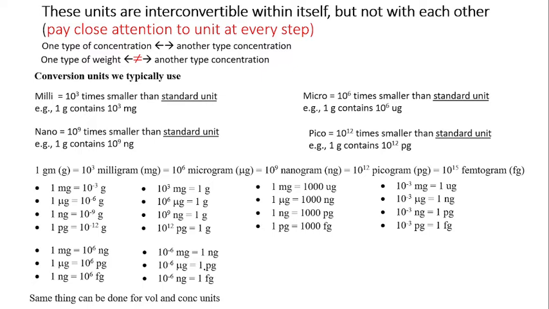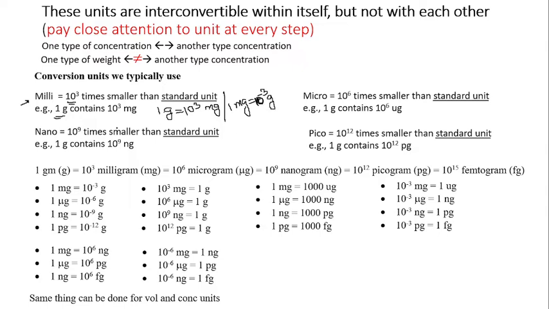The conversion is, for example, gram to nanogram, gram to milligram. The multiplication factors, or orders of magnitude, you have to memorize to understand them. Milli, for example, is 10 to the power 3 times the standard unit, meaning 1 gram would be 10 to the power 3 milligram. So 1 gram equals 10 to the power 3 milligram, or vice versa, 1 milligram is 10 to the power minus 3 gram.